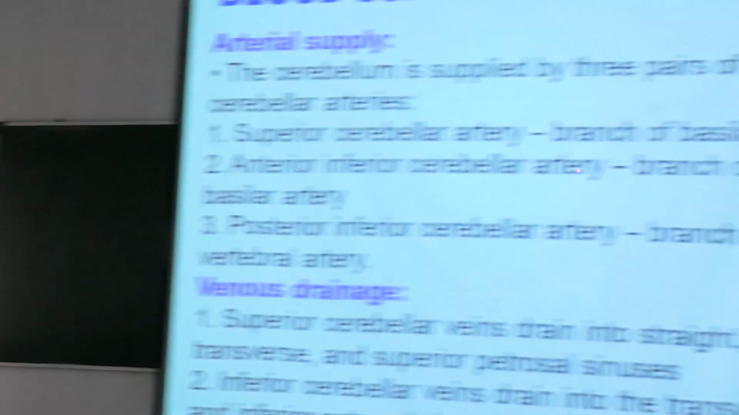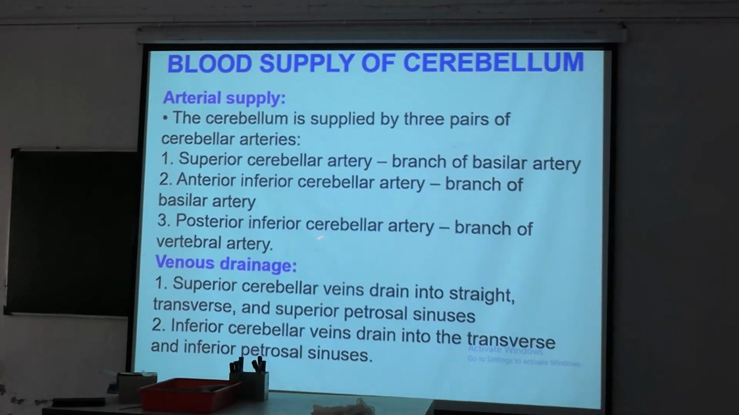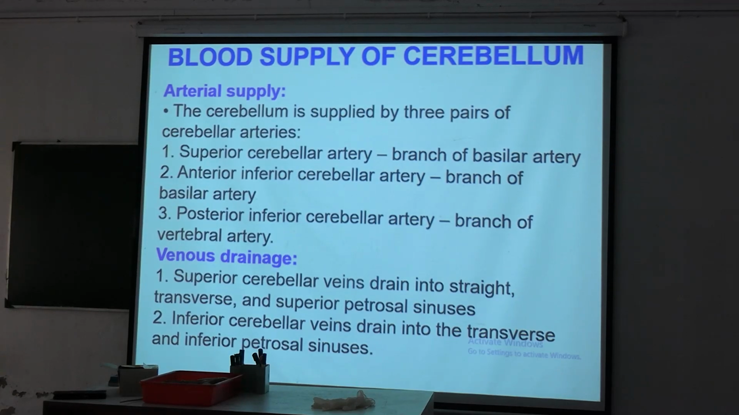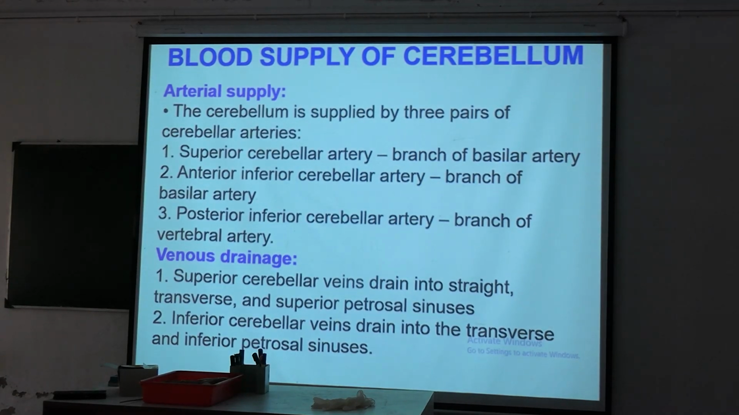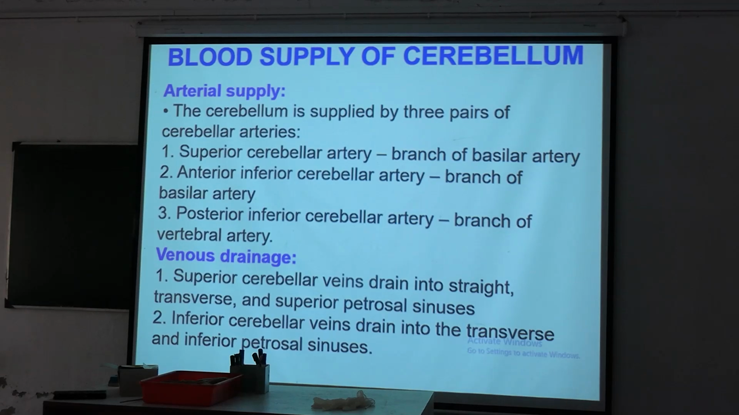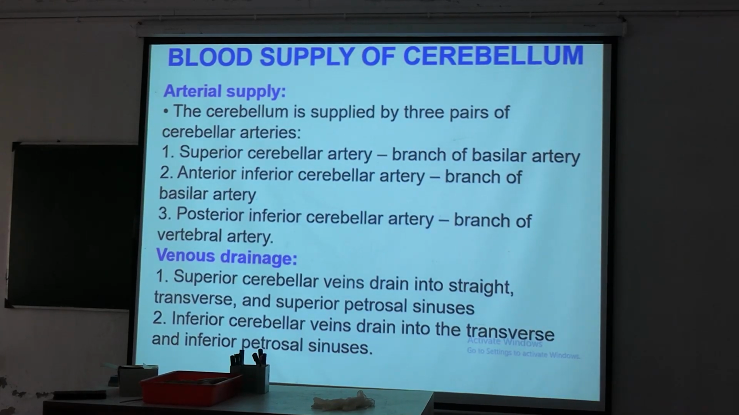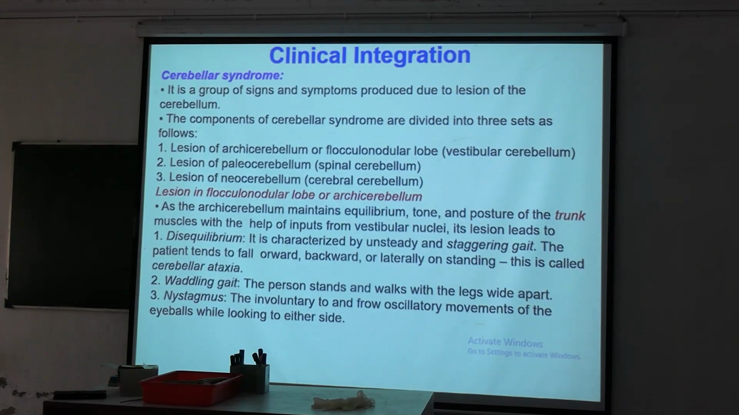Next we go to arterial supply. It is supplied by three pairs of cerebellar arteries. The superior cerebellar artery is a branch of the basilar artery. The anterior inferior cerebellar artery is also a branch of the basilar artery, and the posterior inferior cerebellar artery is a branch of the vertebral artery, so the vertebrobasilar system. And venous drainage: superior cerebellar veins drain into the straight, transverse and superior petrosal sinuses, which lie in the posterior cranial fossa, and inferior cerebellar veins drain into the transverse and inferior petrosal sinuses. All the drainage is into dural venous sinuses.